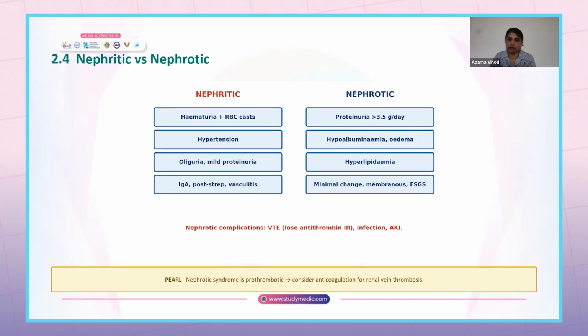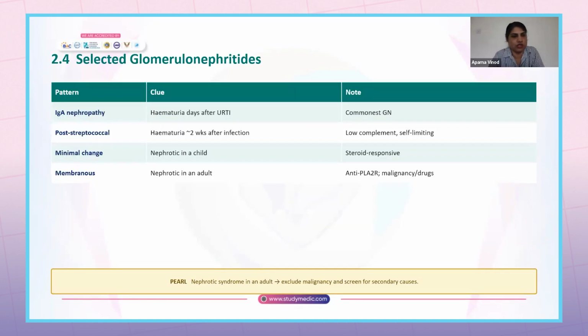So with thrombosis, you can expect questions with renal vein thrombosis. The patient presenting with nephrotic syndrome and sudden pain, all that will show you that the patient has gone into renal vein thrombosis.